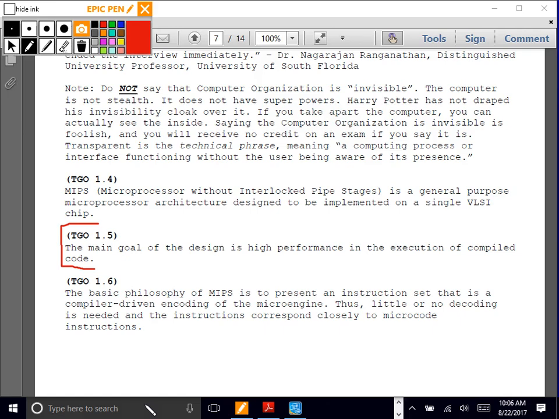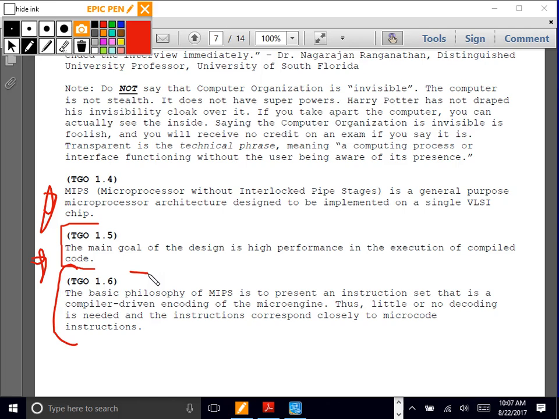But in this case, power consumption is directly tied to the frequency. So typically, the easiest way to drive it down is to reduce frequency or reduce the supply voltage. But in this course, in order to really understand the advantage of the system, we're going to really emphasize performance. And so to that end, the basic philosophy of MIPS, and by the way, I should state that one of these three is going to be on the exam, more than likely 1.6. The basic philosophy of MIPS is to present an instruction set that is a compiler-driven encoding of the microengine. Thus, little to no decoding is needed, and the instructions correspond closely to microcode instructions.